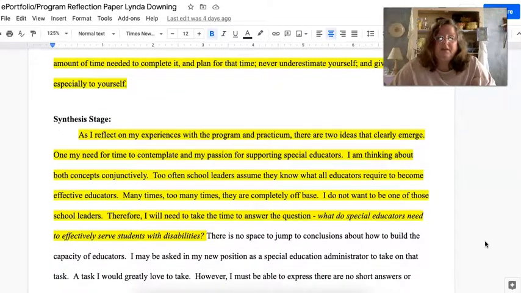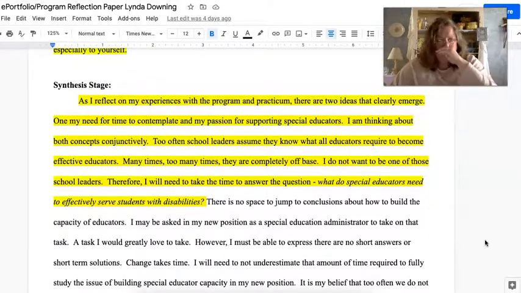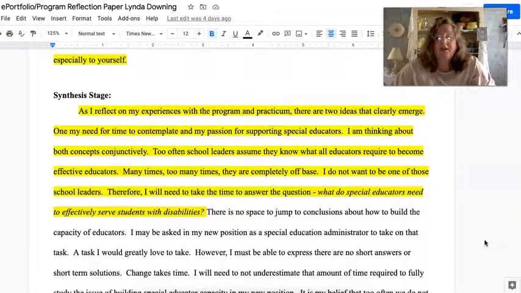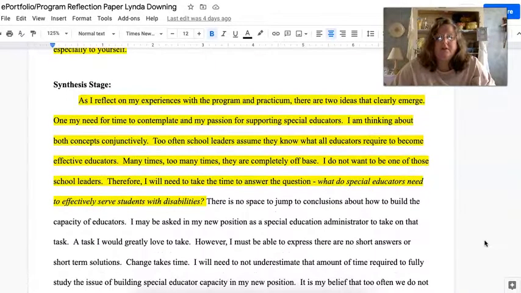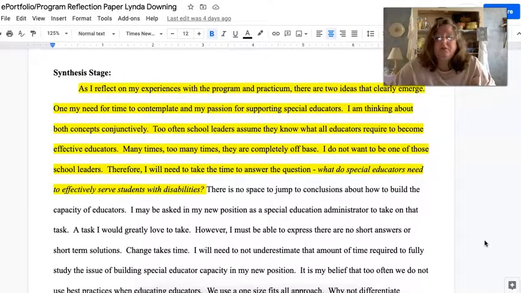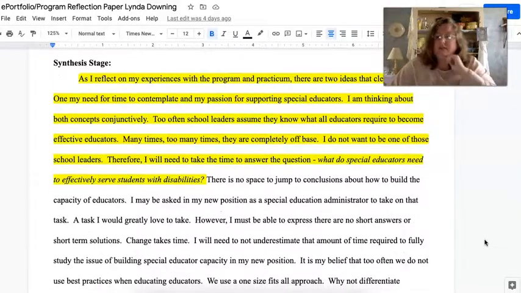So as I reflect on my experiences with the program and the practicum, there are two ideas that have clearly emerged. One, my need for time to contemplate and my passion for supporting special educators. I am thinking about both concepts conjunctively. Too often school leaders assume they know what all educators require to become effective leaders. Too many times, they are completely off base. I do not want to be one of those school leaders. Therefore, I will need to take the time to answer the question, what do special educators need to be effectively serving students with disabilities?